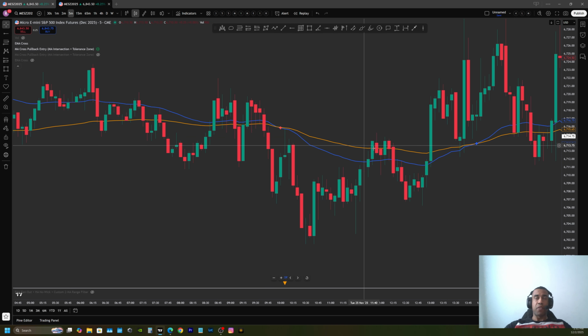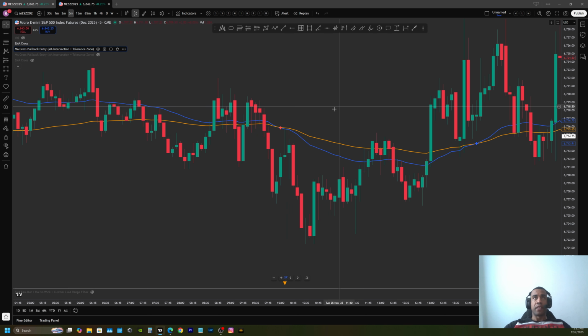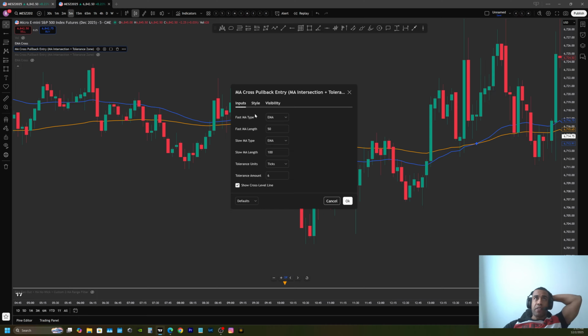And it doesn't wait for the bar close when you set the alert. You set the alert like this, right? You set the alert to once per bar. Do not set it to once per bar close because in this case, once this 5-minute bar closes, it's already far from the entry.